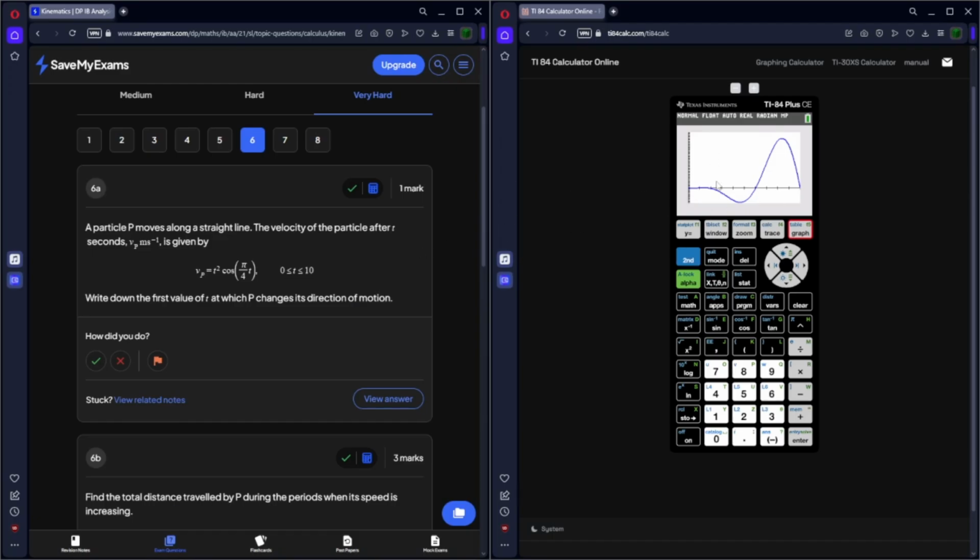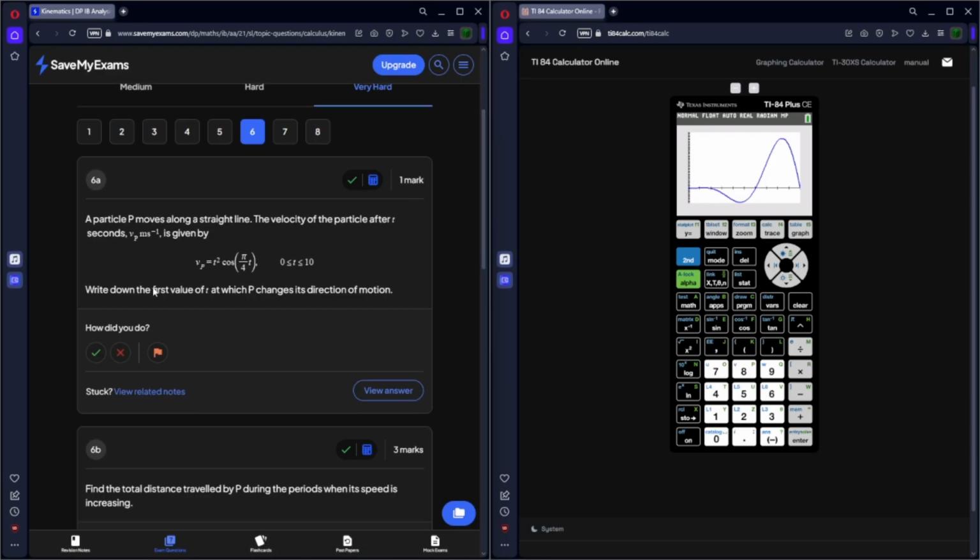It's always important to remember what kind of graph you're using here, because if you're using position, it means something completely different, and you're going to be doing different things. But here we have velocity. It's asking us for the first value of t at which p changes its direction of motion. So when it's saying that, it's asking for when this graph goes in another direction. So it starts off going up, then it goes down. So we want to find when it starts going down, because that's when it changes its direction of motion. Sorry, I just got that completely wrong. Ignore what I said for the past 20 seconds. This is a velocity graph, not a position graph.